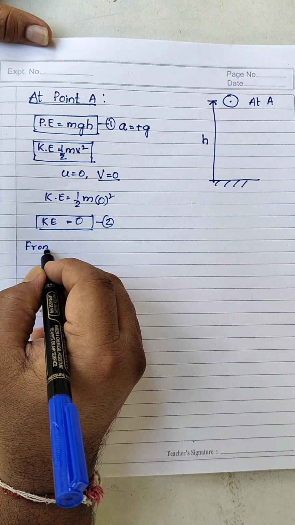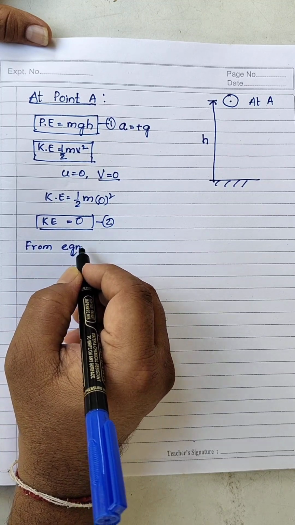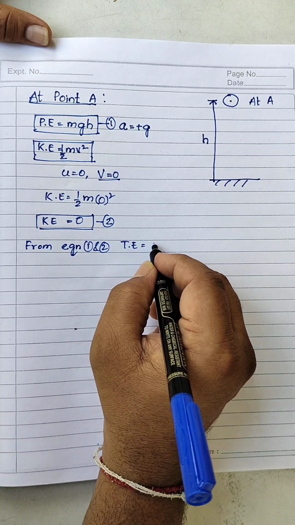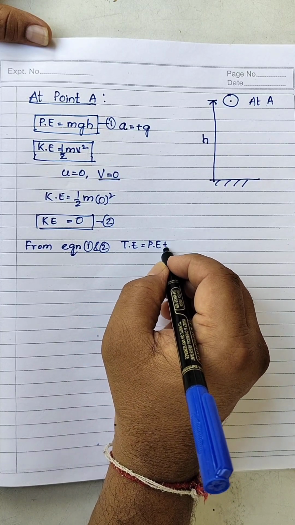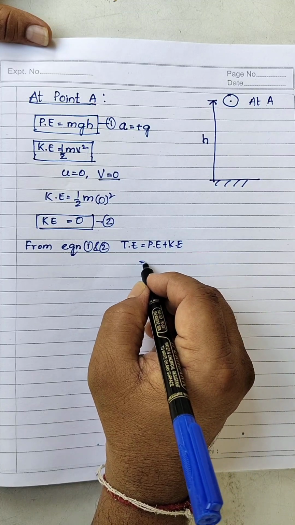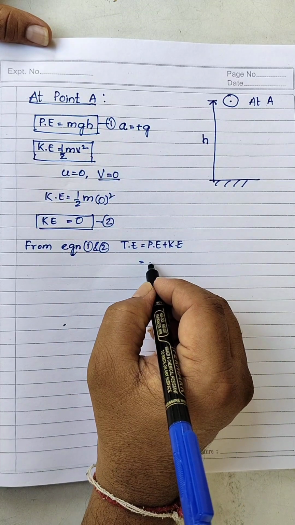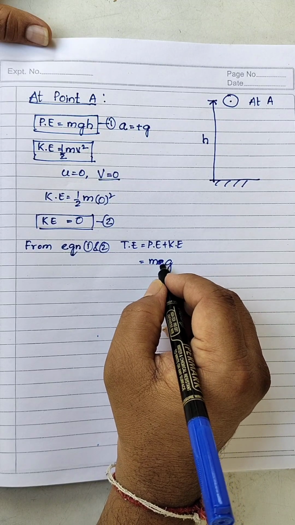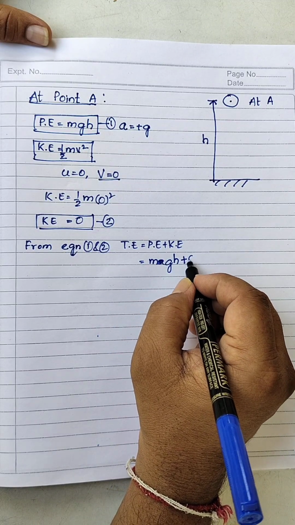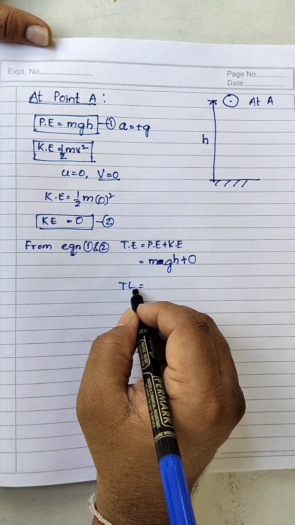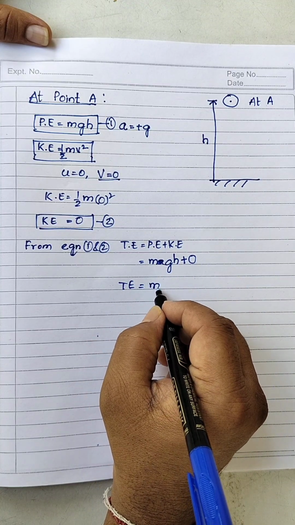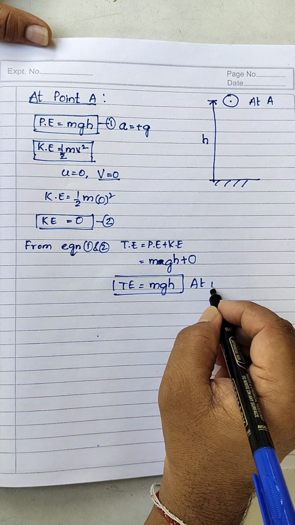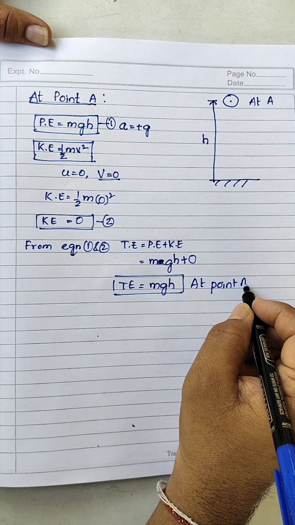So from equation 1 and 2, can I write the total energy is equal to potential energy plus kinetic energy, that is equal to potential energy, from equation number 1, mgh, plus kinetic energy is 0. So now total energy is equal to mgh only at point A.